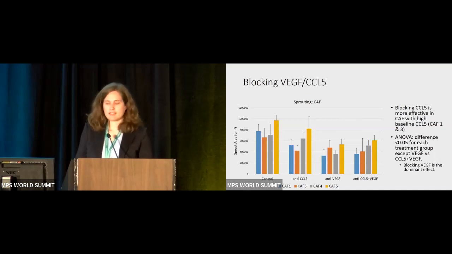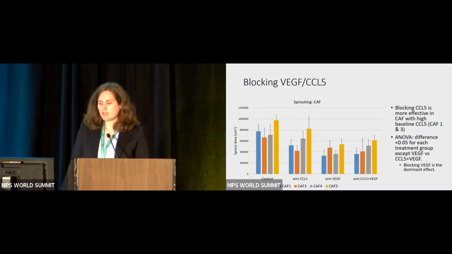So quantifying this data, looking at 4 different cancer-associated fibroblasts and looking at the sprout area as our indicator of sprouting. And we see reductions from the control conditions to all of the conditions: anti-CCL5, anti-VEGF, and the combination of both. And interestingly, if you look at the blue and the orange bars, those are CAF1 and 3, and those had the highest baseline production of CCL5 in my cohort.